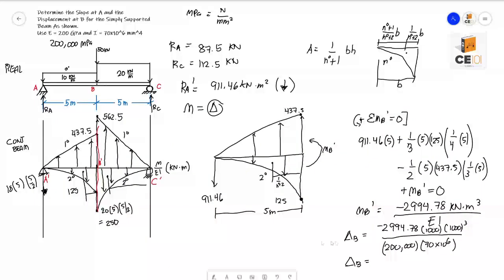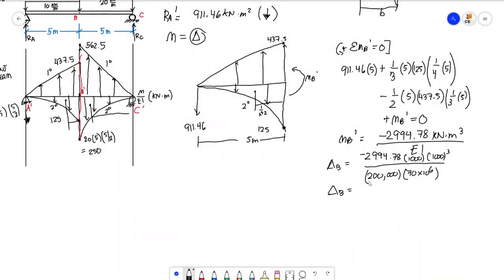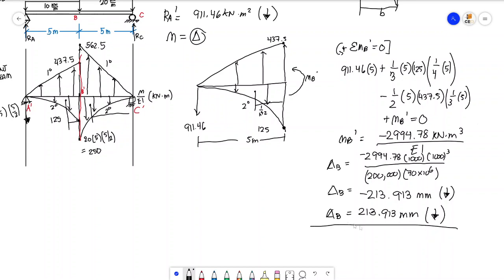So ano yung magiging displacement at B natin? So yung displacement at B natin will be equal to negative 213.913 millimeters. So ito is yung pababa. So para hindi maging redundant, displacement at B, 213.913 millimeters na pababa. So ito na yung sagot sa huling tanong natin.